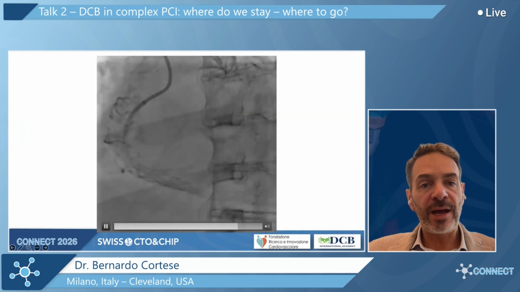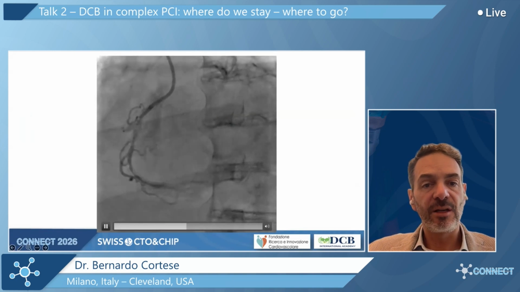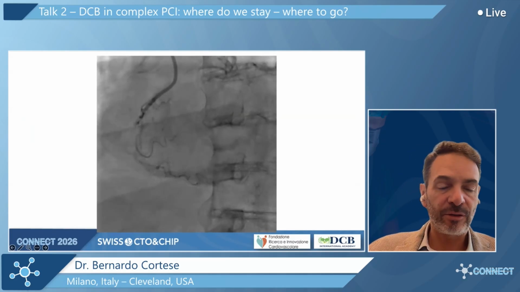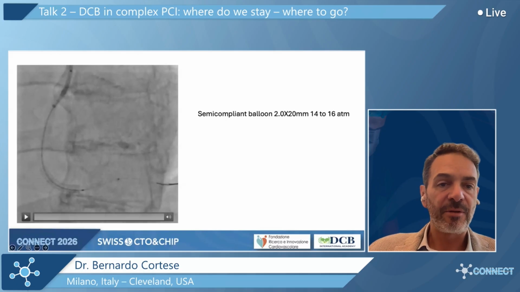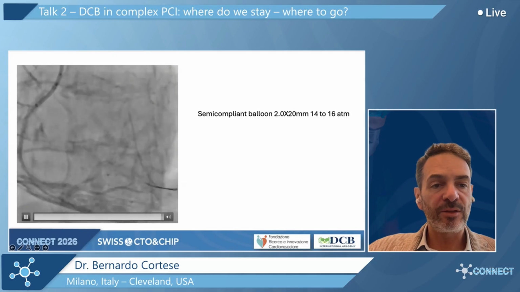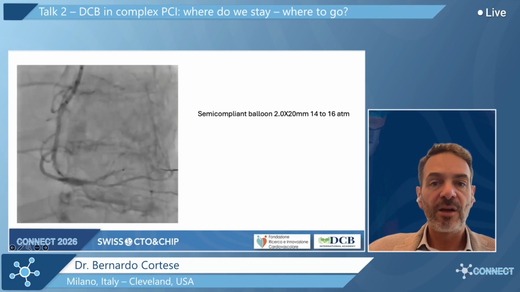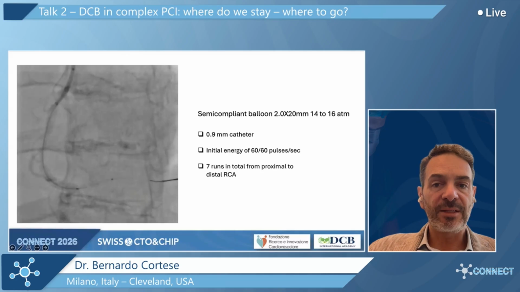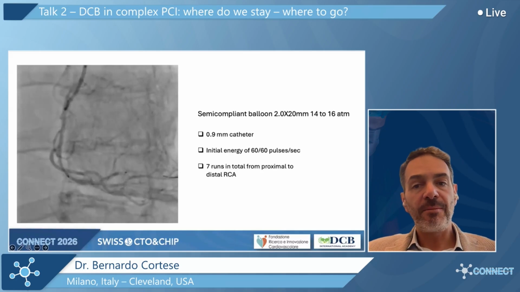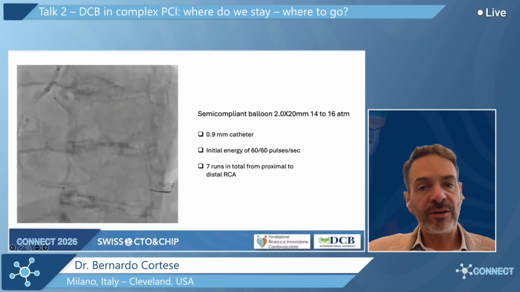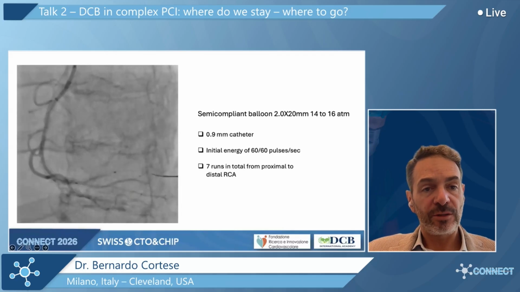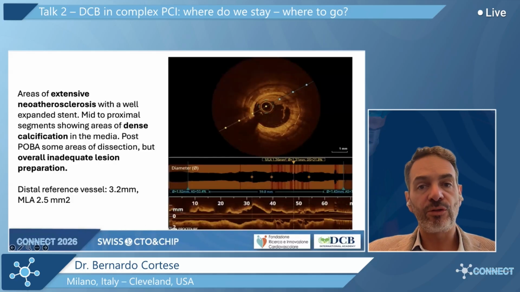I'm going to show you now, in the second part of this presentation, a case, which is a CTO case. It was not that complex, to be honest, but since I saw in the program that Roberto Garbo is presenting a laser case, I'm presenting also here a case that we performed a few months ago. So it was quite easy to negotiate this total occlusion ISR. We started pre-dilating with a semi-compliant balloon, and then upfront we decided to use laser. So in this case, we used a 0.9 millimeter Philips catheter, and we delivered an initial energy of 60-60 with 7 runs going back and forth, okay? Back and forth very slowly, how you should do it for laser.